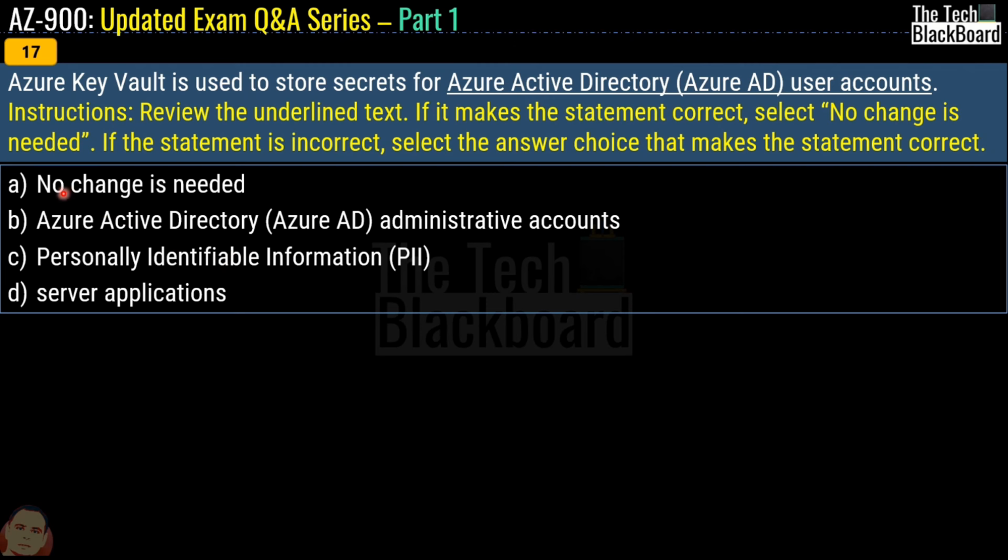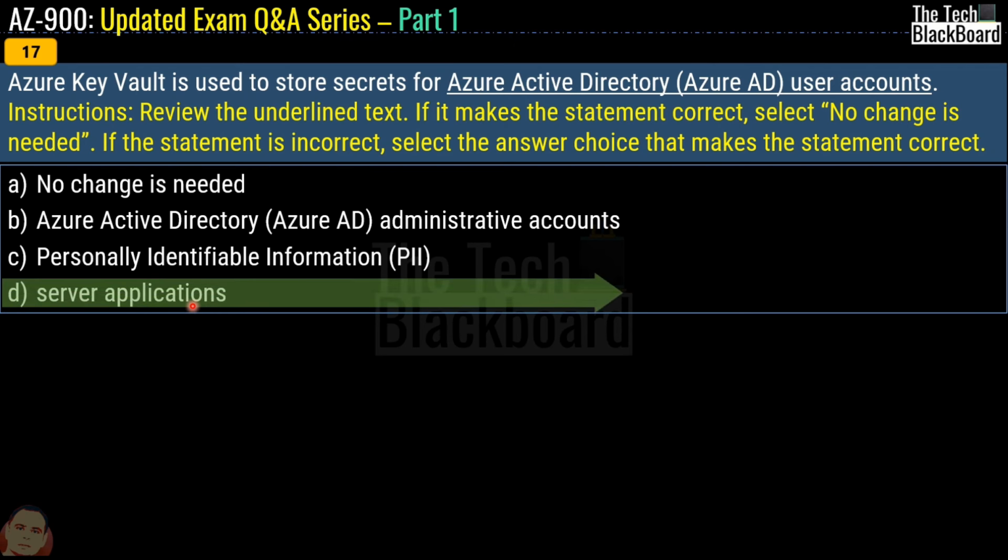Our first option is obviously no change is needed. The second option is Azure Active Directory, Azure AD, administrative accounts. The third option is personally identifiable information or PII. The fourth option is server application. And the correct answer for this question is option D, server application.